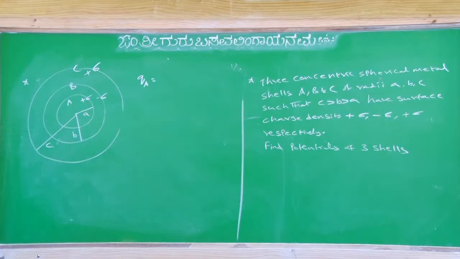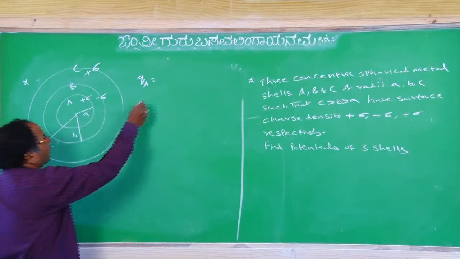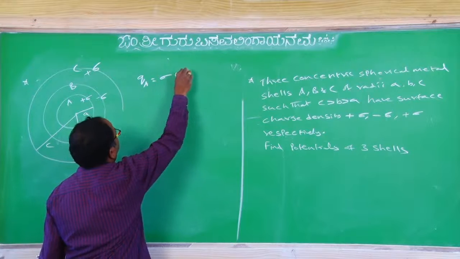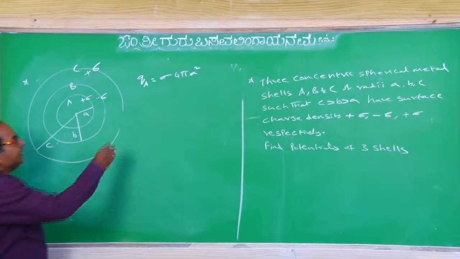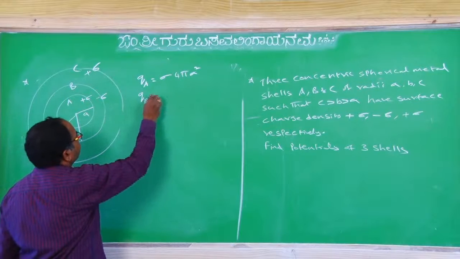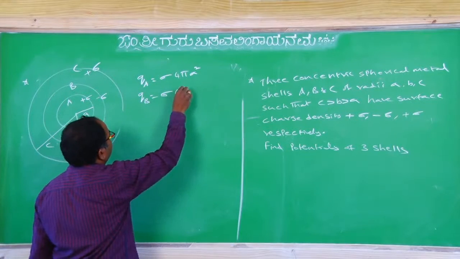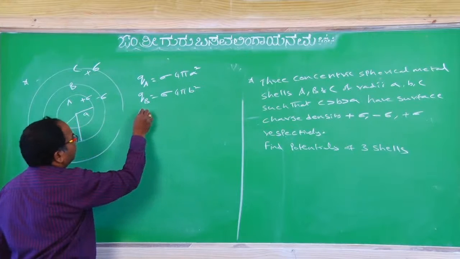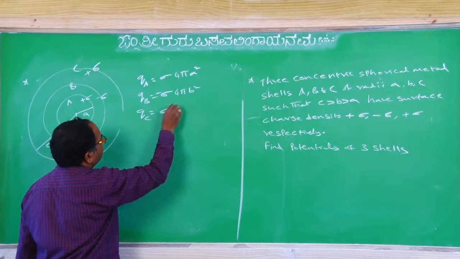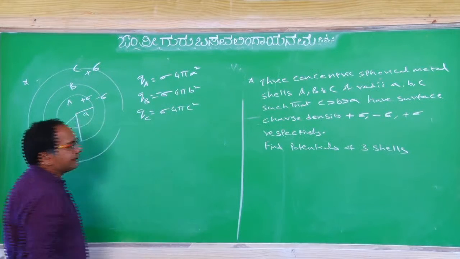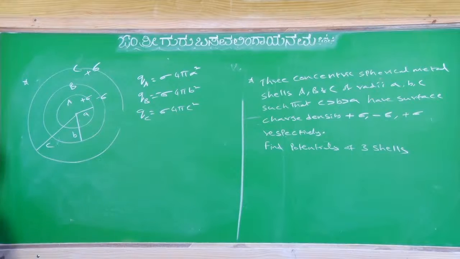Now, try to tell what is the charge on A. Spherical shell means the surface area is 4 pi r square, and the charge density is sigma. So we may write sigma 4 pi a square. Similarly, charge on B is minus sigma 4 pi b square, and charge on C is sigma 4 pi c square. This is clear. Now potential.